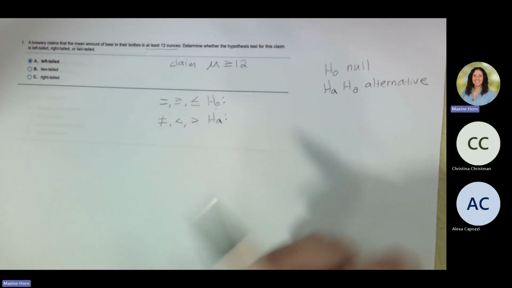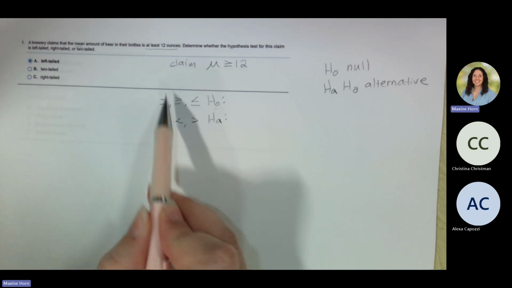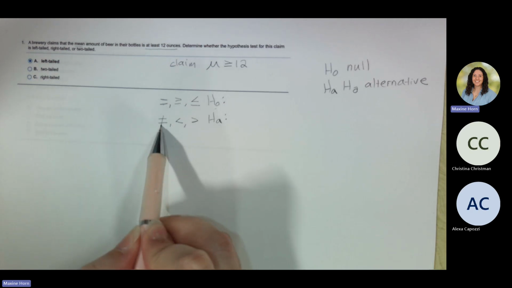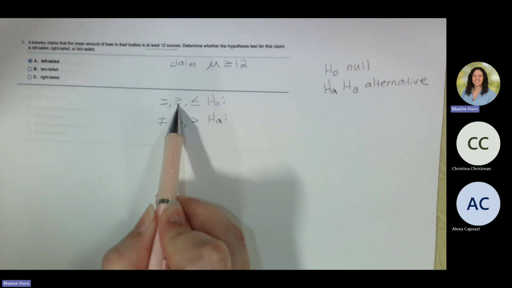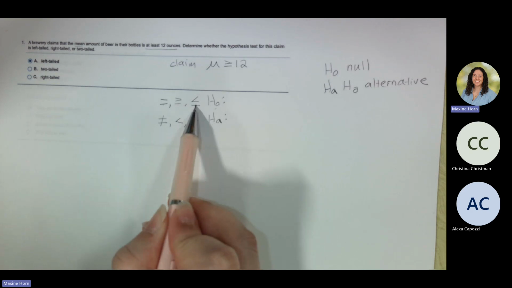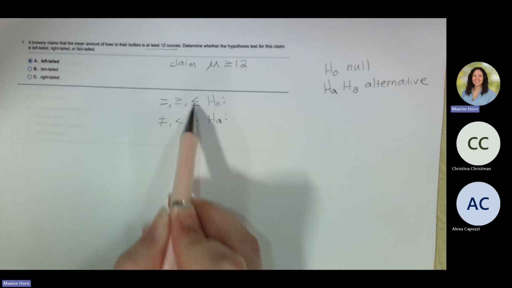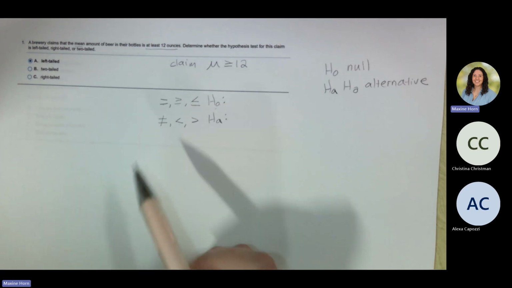It's all inequalities. And you'll need to know that if your null is equal, your alternative is not equal. If your null is greater than or equal to, your alternative is less than. If your null is less than or equal to, your alternative is greater than. Okay, each of these corresponds this way.